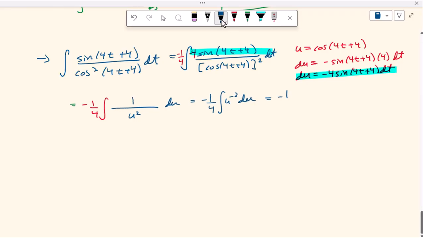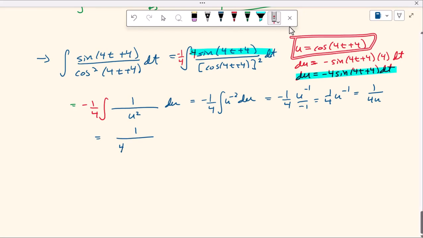So using a power rule, I'm going to drag the negative 1/4 along as the constant out front, and I'll add 1, divide by the sum. So this is going to be 1/4 u to the negative 1, which is 1 over 4u. But we know what u is. U is right up here, cosine of 4t plus 4.